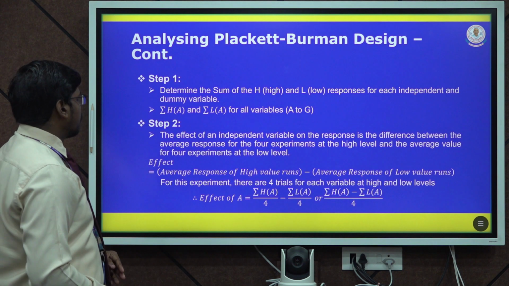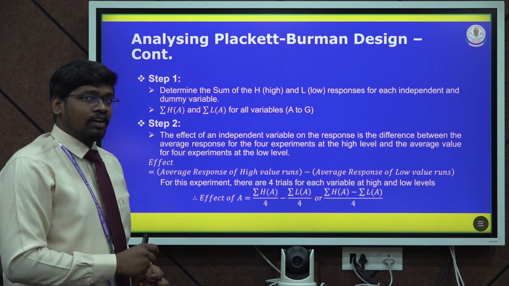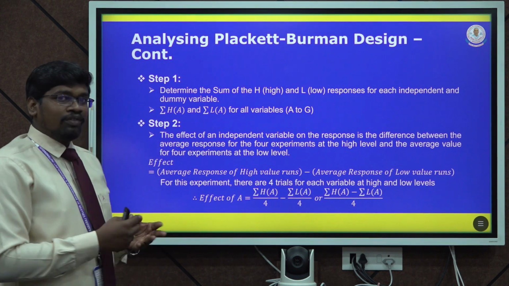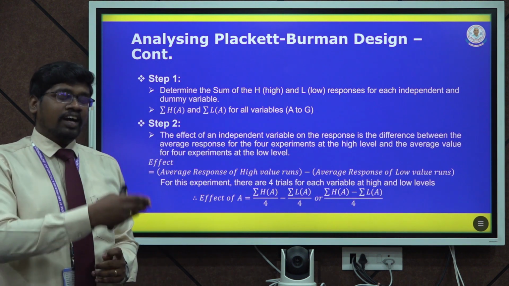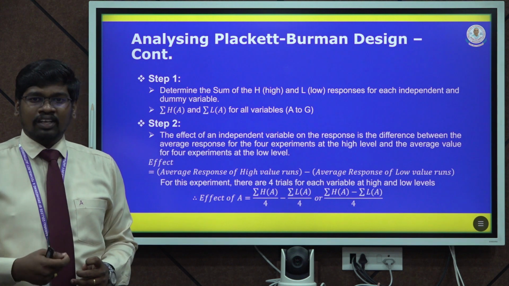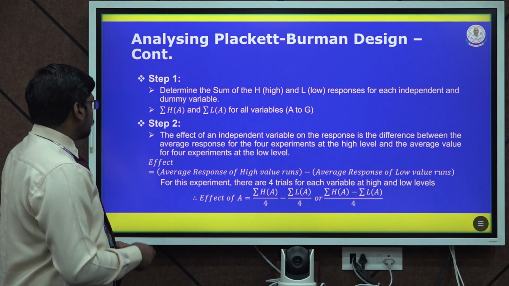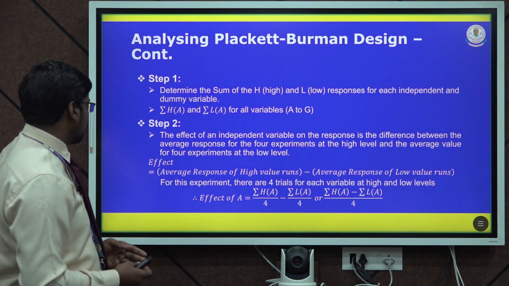While analyzing the Plackett-Burman design, the first step is to find the sum of all high variables and the sum of all low variables. So we add the yields of the experiments in which our variable is high, and the sum of all the yields in which our variable is low. So the first step is to determine the sum of high and low responses.